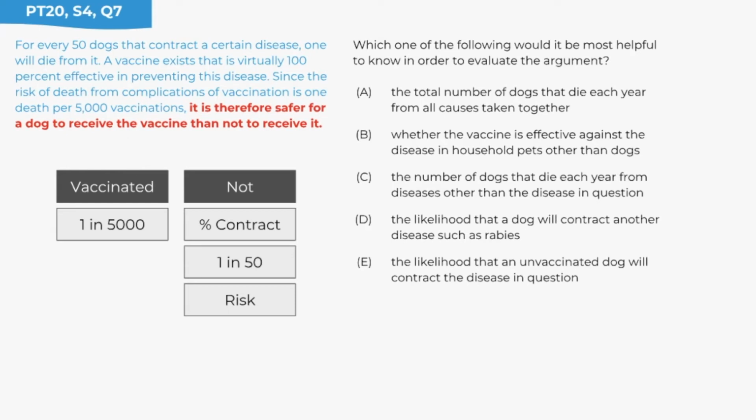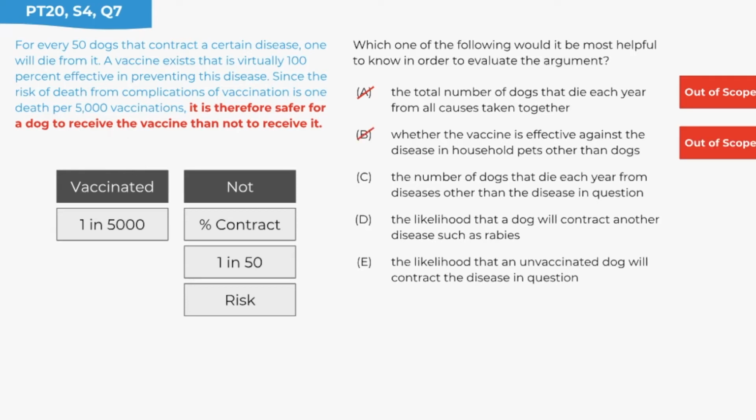So if we look at the answer choices, answer choice A says the total number of dogs that die each year from all causes taken together. Well, all causes taken together are completely not relevant to this argument. That's out of scope. We can get rid of A. B says whether the vaccine is effective against the disease in household pets other than dogs. And well, pets other than dogs, again, aren't being discussed here. The conclusion is simply about whether it's safer for a dog to receive the vaccine than not to receive it, but we're talking about dogs. So let's get rid of B.